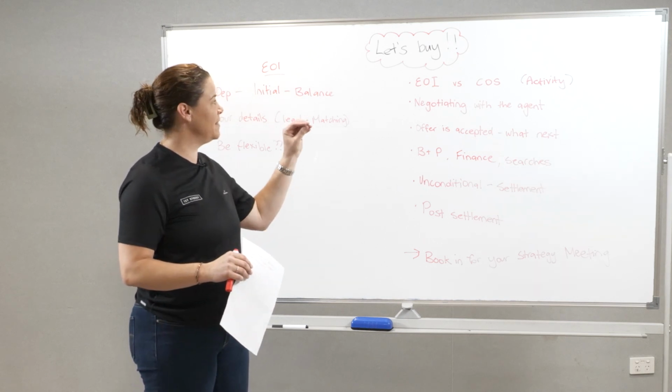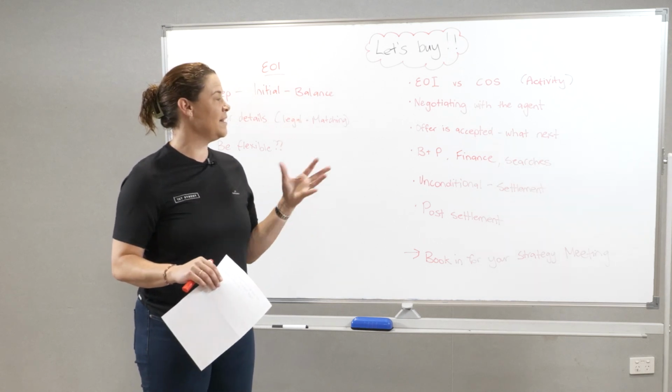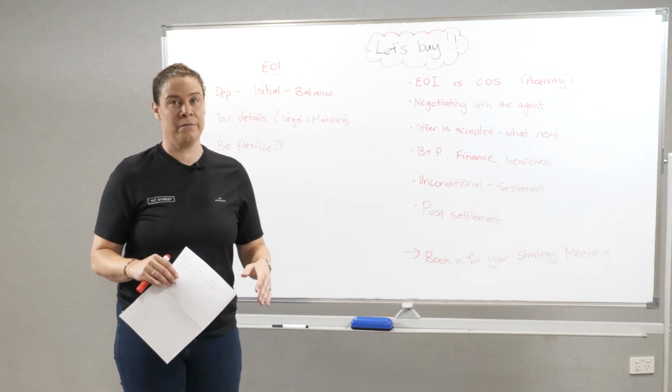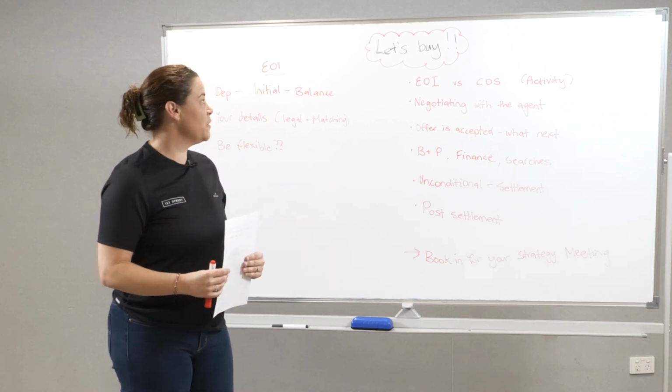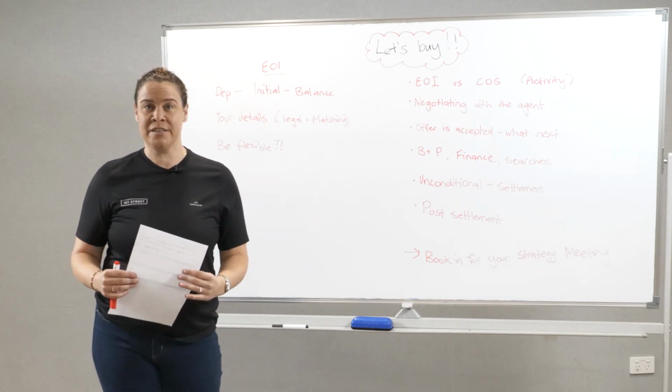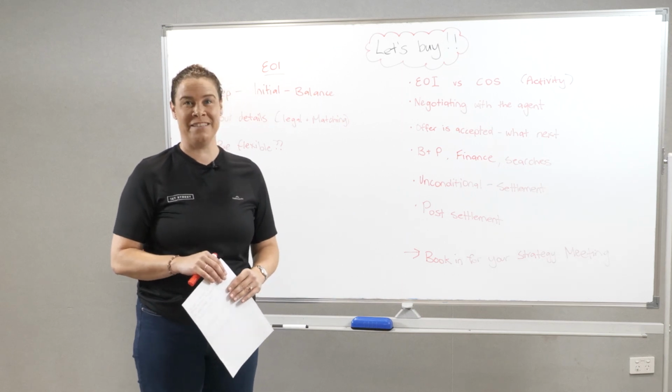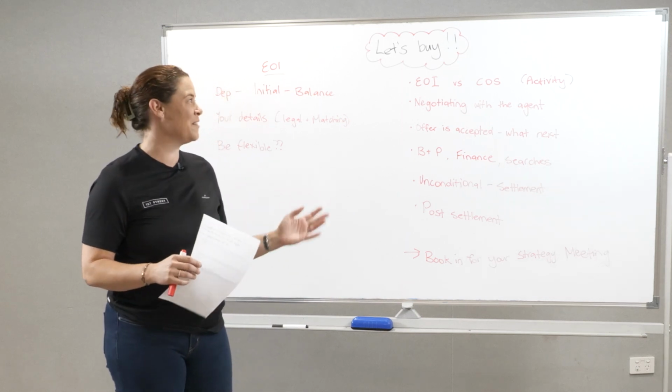What's the difference between these different types of things and the kinds of things we need to keep in mind when we're putting in an offer, and the process right through to settlement and beyond. So the first thing is about the expression of interest versus the contract of sale. So that's what these two things mean. They were in the quiz earlier, so hopefully you're all over what they are.